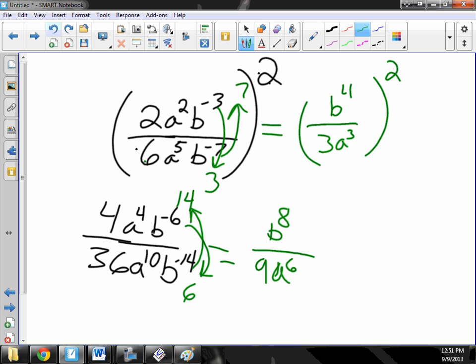B to the fourth to the second is b to the eighth. 3 squared is 9. A to the third squared is a to the sixth, and I have the same answer. So sometimes it's actually faster to simplify what's on the inside first and then bring the exponent in. One more that you need to see.